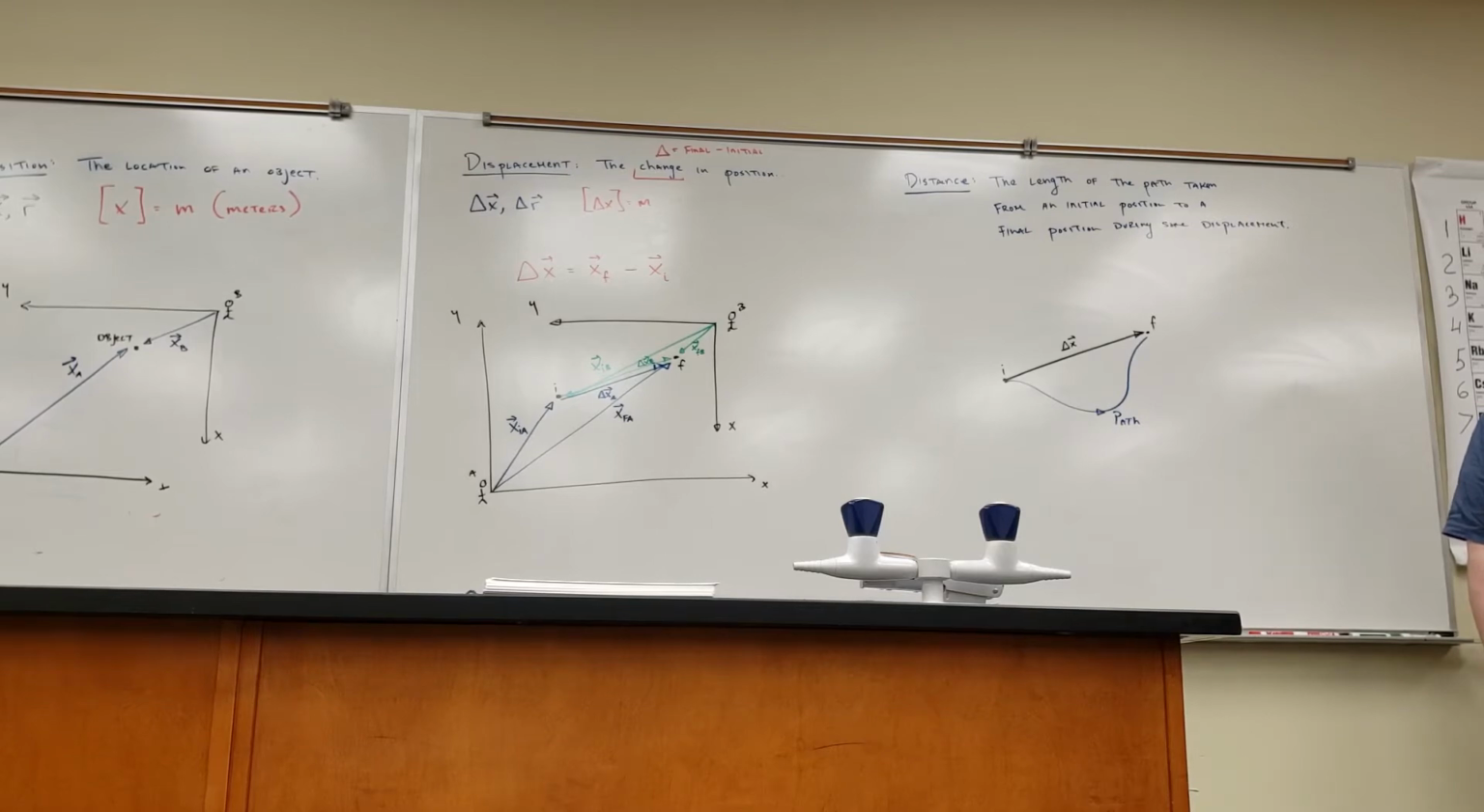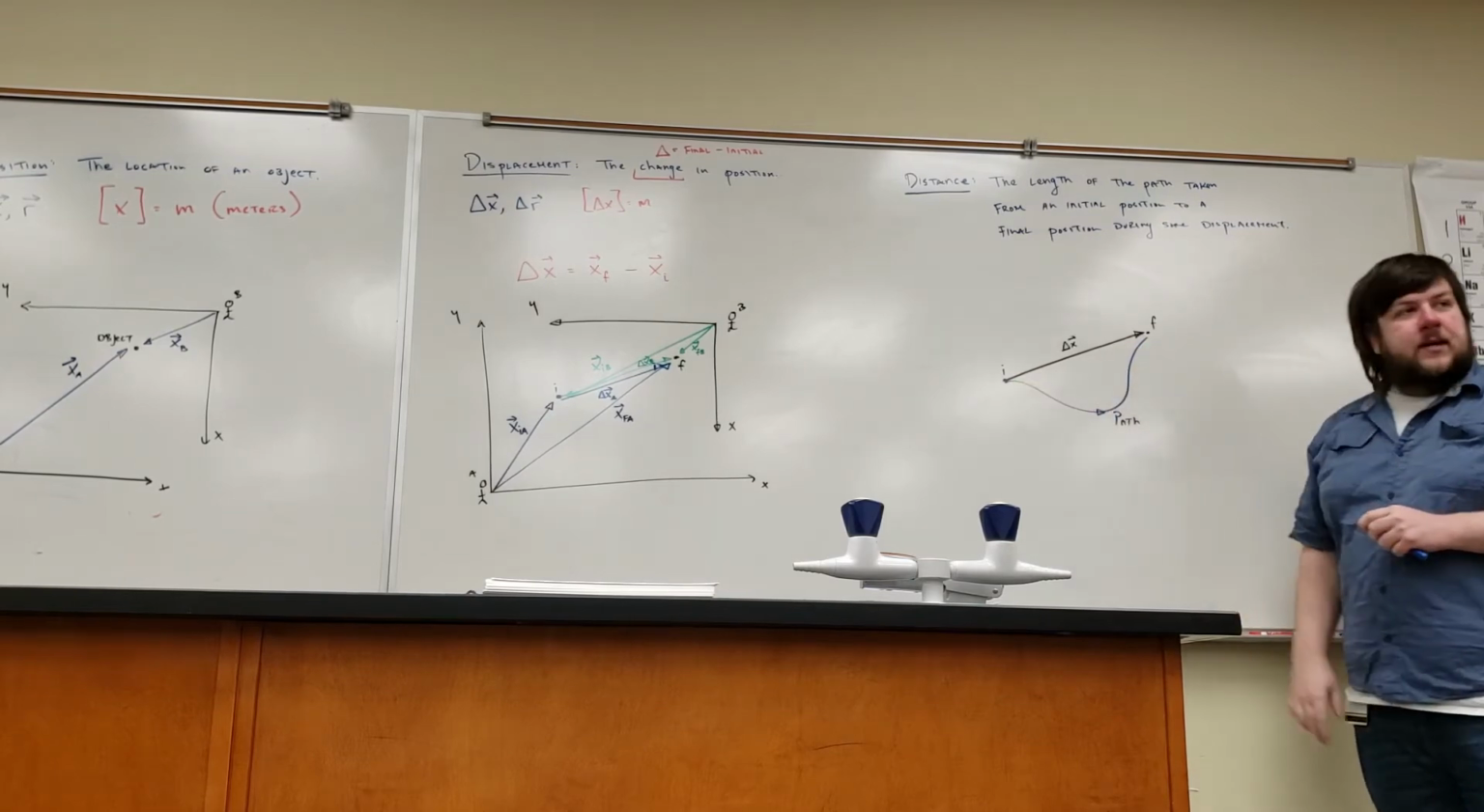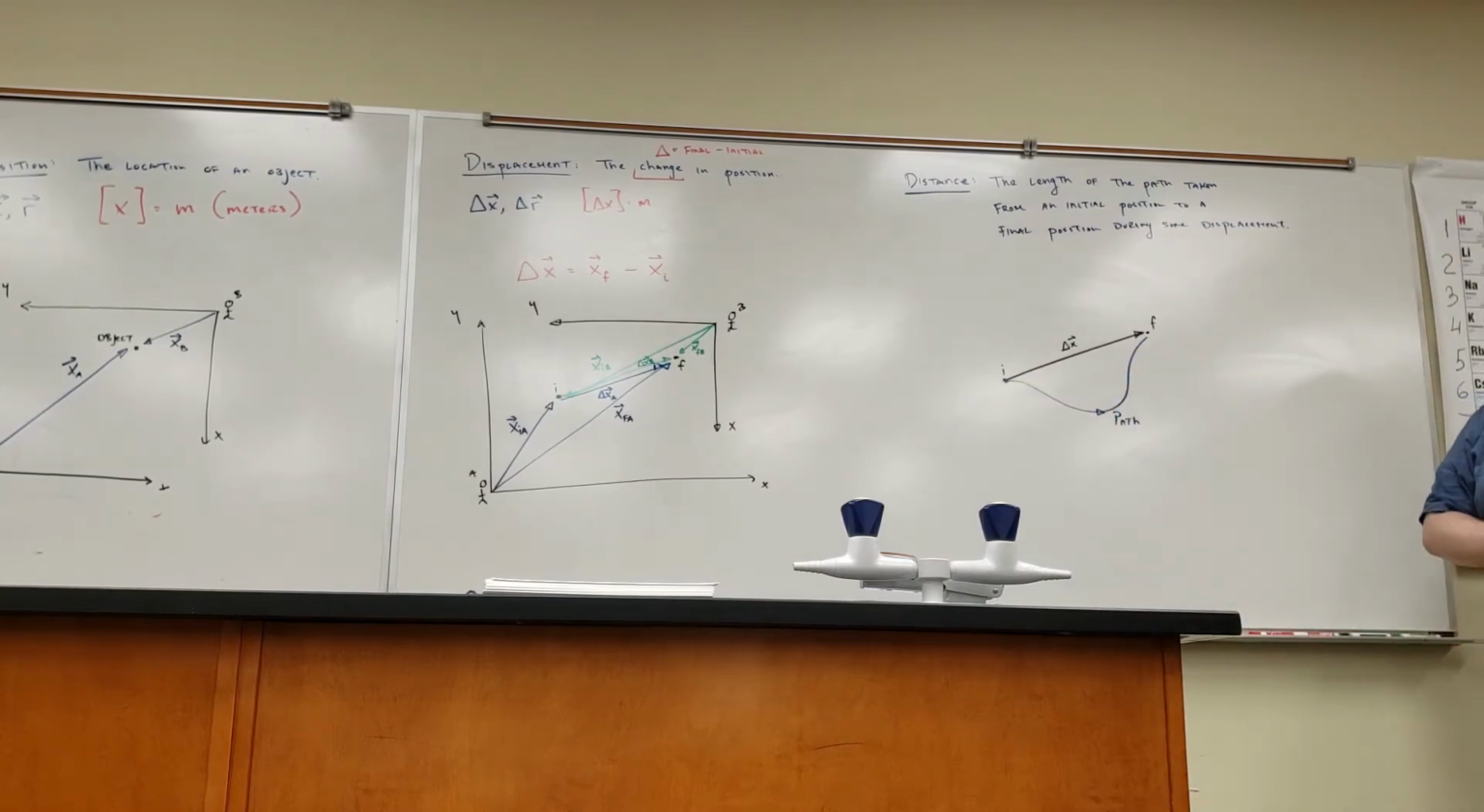Because the path could be a straight line, or it could be more like... Why couldn't it be smaller? Why couldn't the distance be smaller than the length of the displacement? Yeah. Because the straight line is the shortest distance. I know that you guys knew intuitively what it was. I just wanted somebody to say it.